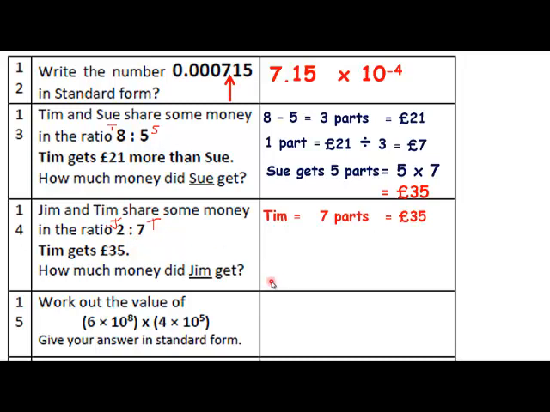This is where it's very important to read these questions. Read them very carefully so you understand what they're telling you. If 7 parts is worth £35, then 1 part is 35 divided by 7, which is 5. If I know what 1 part is, now I can work out what Jim gets, because Jim is going to get 2 parts. Jim gets 2 parts, 2 lots of 5, which is 10, and that's the result there. That's how much Jim gets.